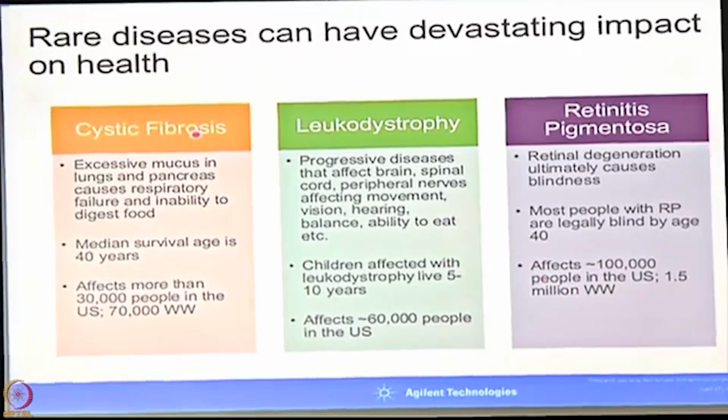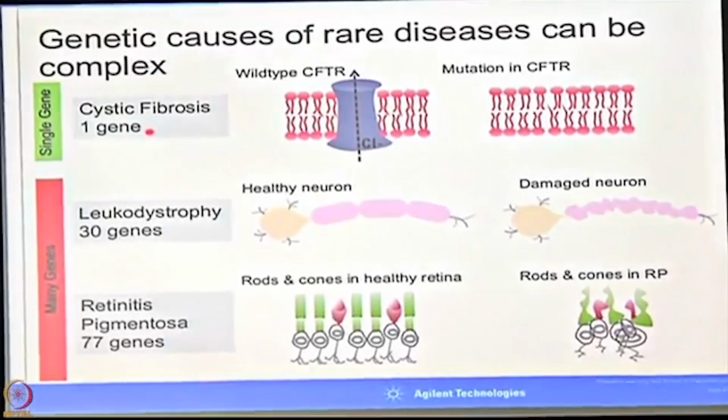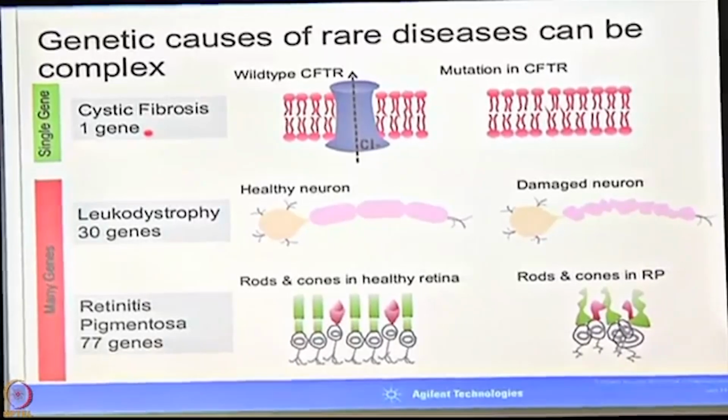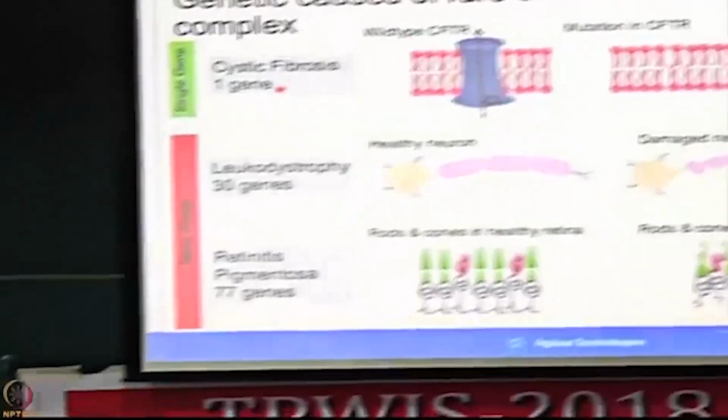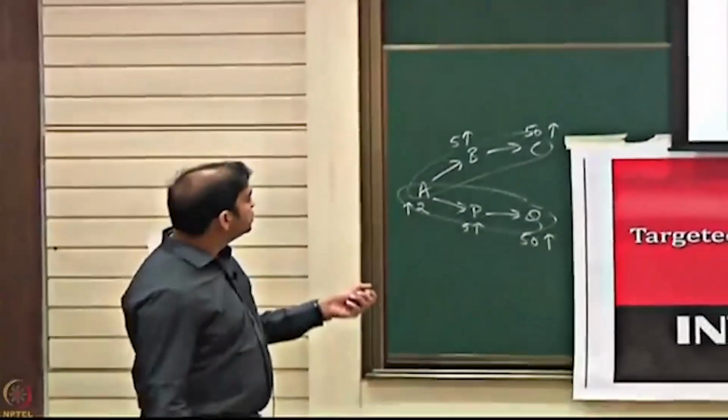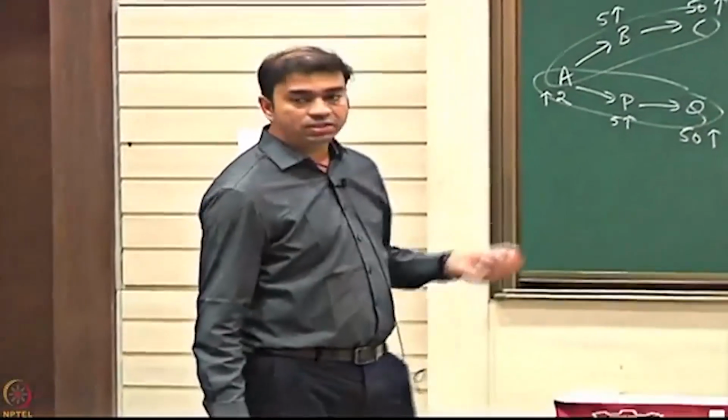So what's the cause of this? Sometimes it is caused by a single gene, or sometimes by multiple genes. The first one, cystic fibrosis, involves only one gene, that is CFTR. There are several mutations in CFTR, and then this transmembrane transporter is disturbed, and that causes cystic fibrosis. So in cystic fibrosis, only one gene is affected. But in these two, multiple genes are affected.